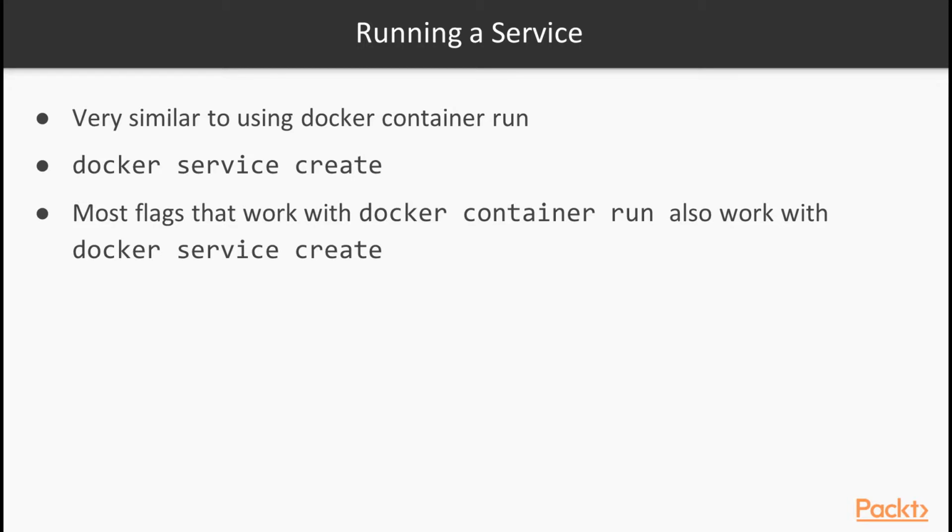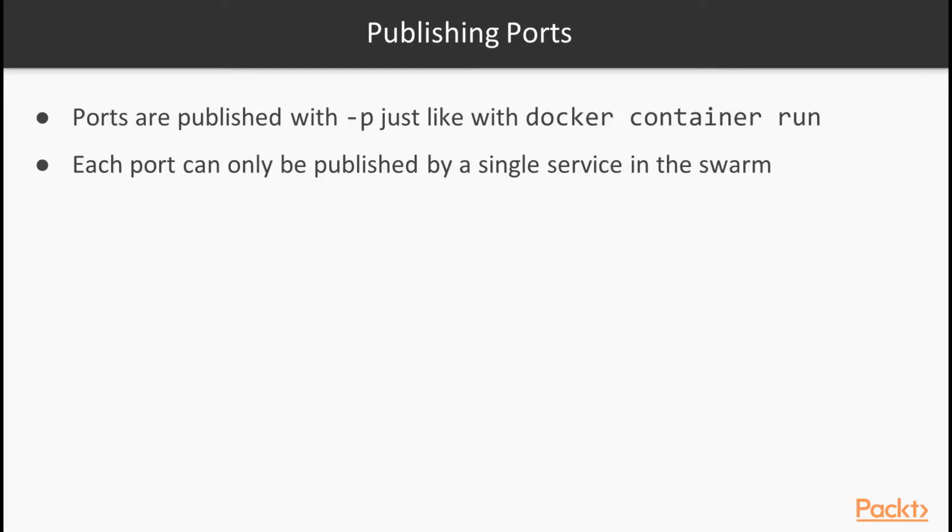Creating a service on Docker Swarm is very similar to starting a container with docker container run. The command to start a service is docker service create. Most of the command line flags that you would use with docker container run are also used with docker service create. Just like with docker container run, docker service create uses the -p flag to publish service ports.